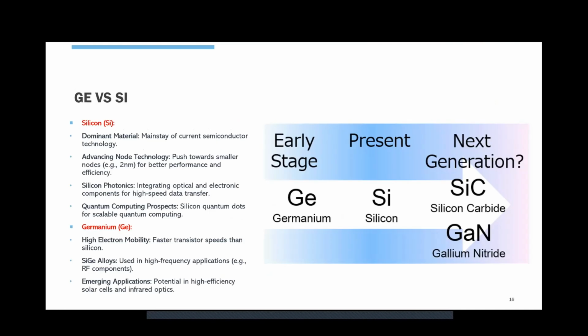In the early stage, germanium was used for its higher electron mobility and efficiency. But now silicon is better for performance, such as quantum computing, semiconductors, and cell phones. For the future, hybrid combinations will be used more in the next generation.